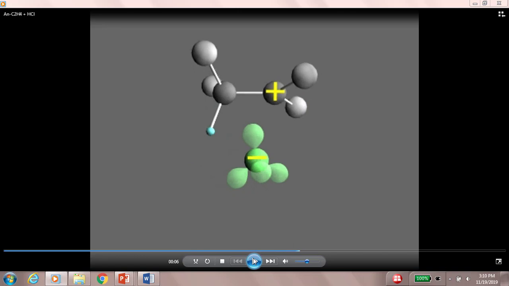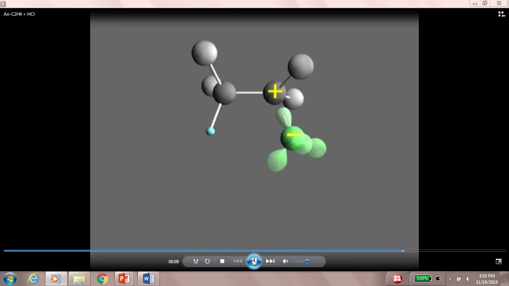Let's stop for a moment and notice on the left-hand carbon we now have tetrahedral geometry, whereas on the right-hand carbon we still have the trigonal planar geometry. As X approaches the positive carbon, a lone pair is converted to a bonding pair to form the new CX bond.